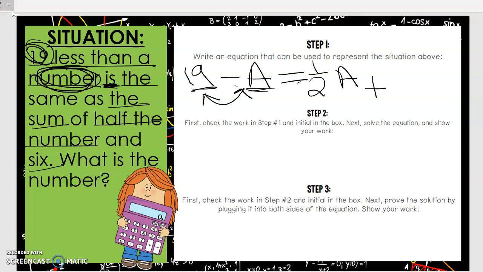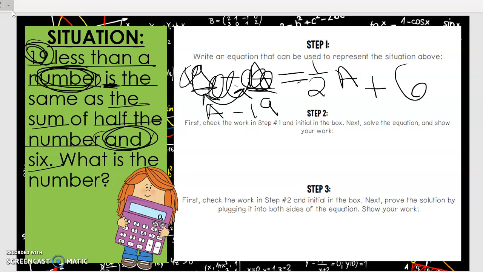Half of the number and 6. So adding 6. That "and" tells me what I'm adding. What is the number? Okay. Now remember, we're switching these two. So it should be a minus 19.